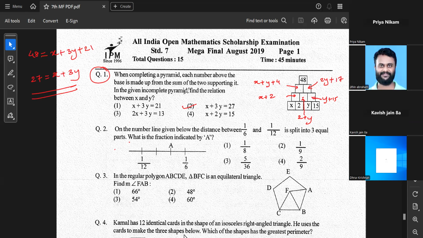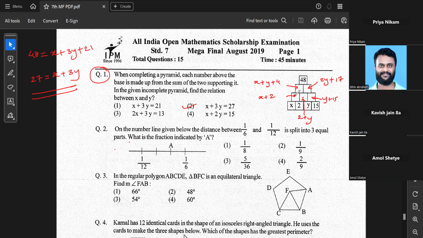Yes, Priya, tell me. I didn't understand the sum. I'll explain. This is a pyramid where the two numbers below add to give the one number above. There are blank spaces, and I'm going to fill those blank spaces first. In the end, I'm going to find an equation which supports the relation between x and y.